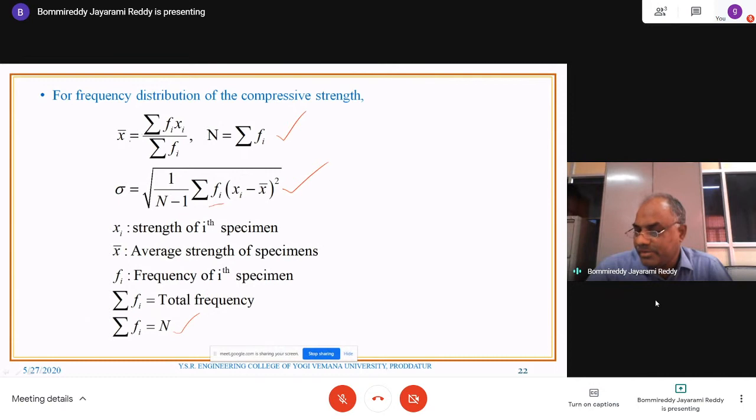So, normally here what you do is, Xi means the strength of the ith specimen. Fi means the frequency of the ith specimen. That means how many specimens have the strength of Xi. F1 means how many samples have X1 strength of the cube. Like that, it will be used for computing X bar and also sigma for the frequency distribution.